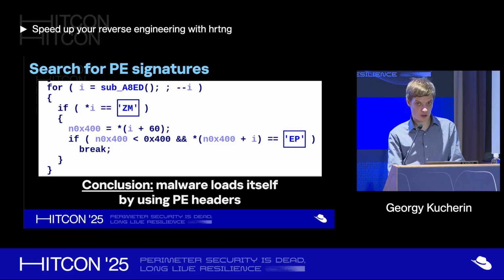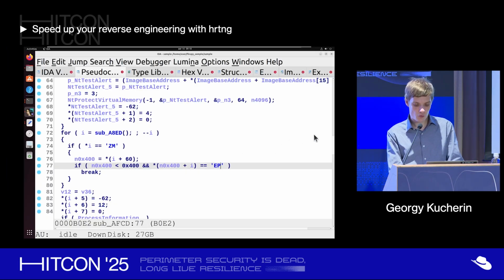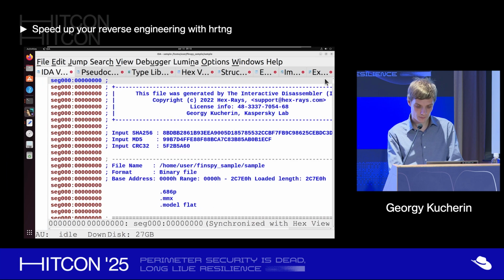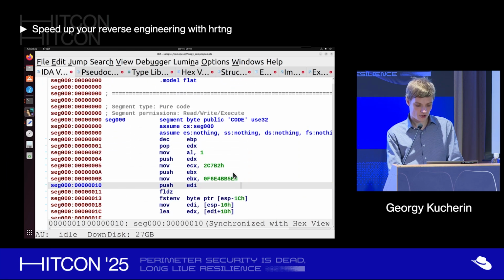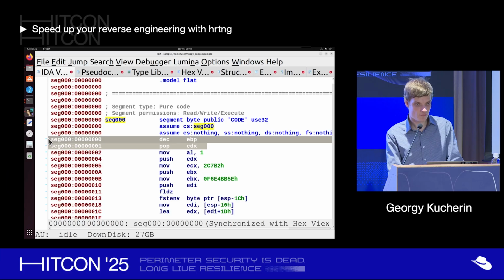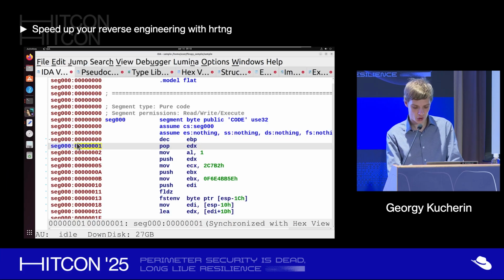And since this function deals with memory and the signatures, we can make an assumption that the malware, by executing this function, loads itself by using the PE headers located in it. And indeed, if we look straight up, we can remember that these first two bytes are 4D5A, MZ, that was the first signature.